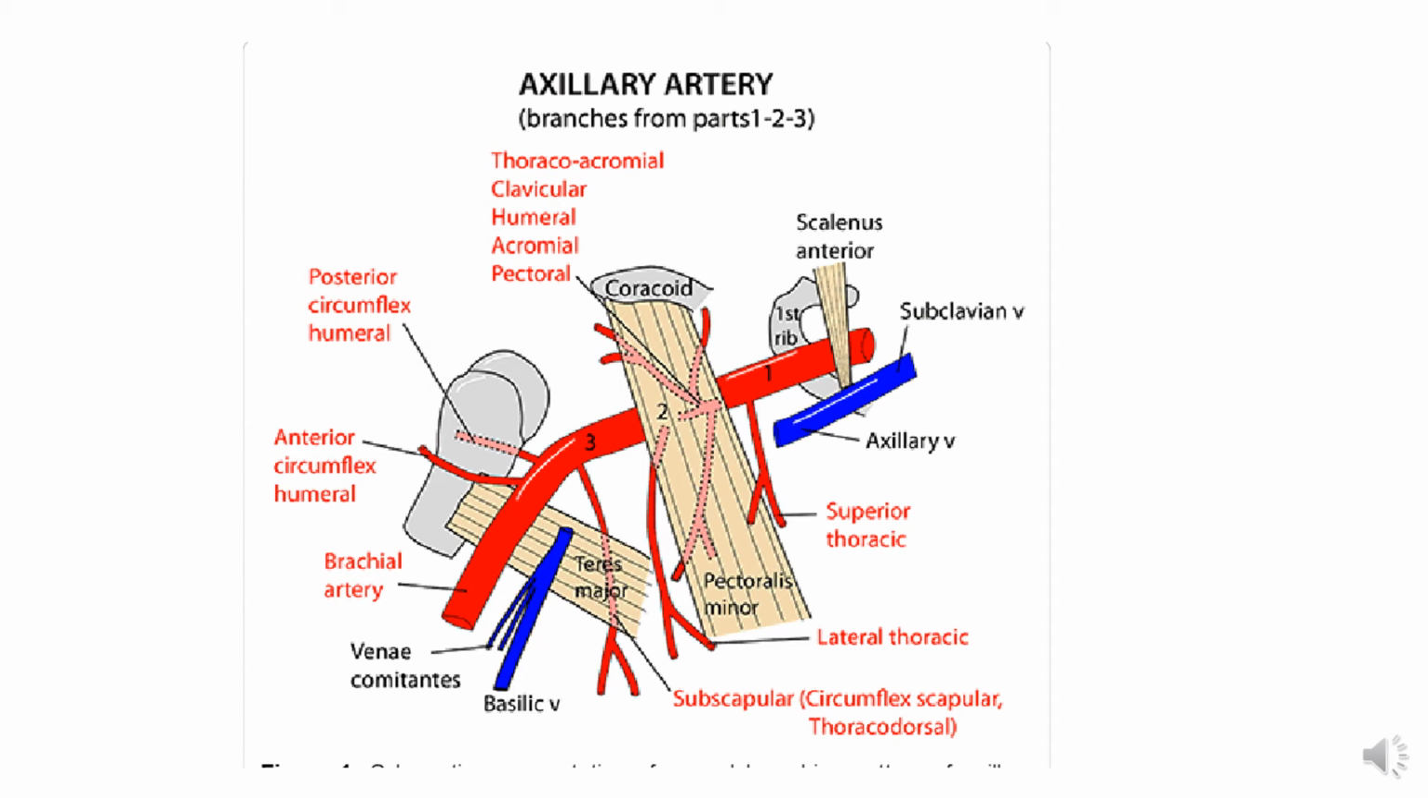The branches of the axillary artery are very easy. The first part gives only one branch, the superior thoracic artery. The second part gives two branches, the thoracoacromial artery and the lateral thoracic artery. The third part gives three branches: the subscapular artery, the anterior circumflex humeral artery, and the posterior circumflex humeral artery. The subscapular artery is the largest branch.